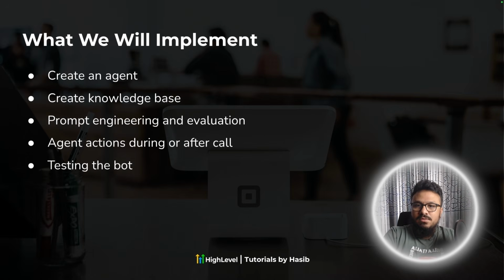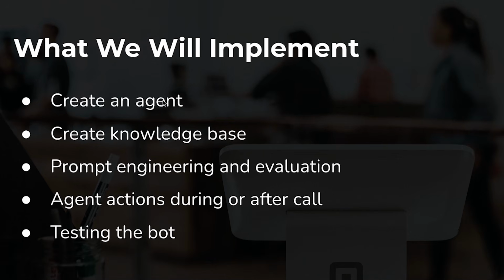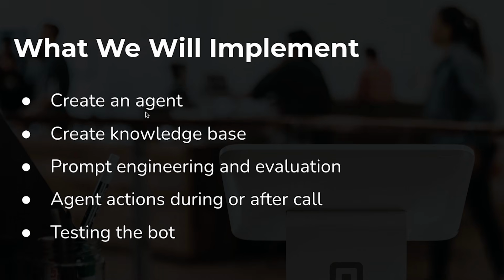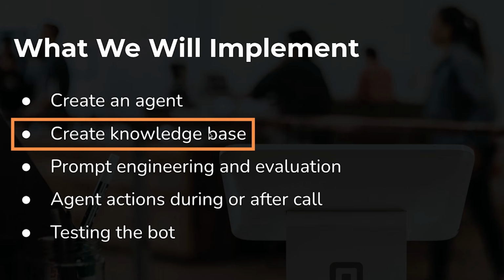Let's look at what we will implement in today's video. First of all, we will create the agent. We are going to look at all the settings, all the customizations, all the configurations that we have for the agent. Then we will create what's called a knowledge base. It's basically a set of training data that we prepare for the voice AI agent. So if the voice AI is operating and receiving calls, and the caller asks the bot something, then the bot can look at the knowledge base and answer based on the data we have prepared for it.